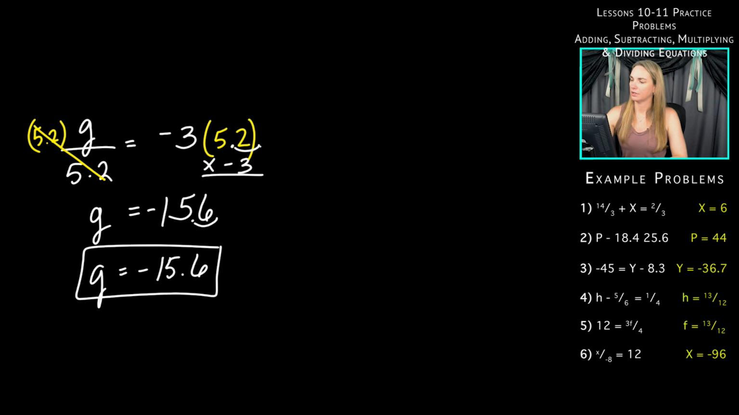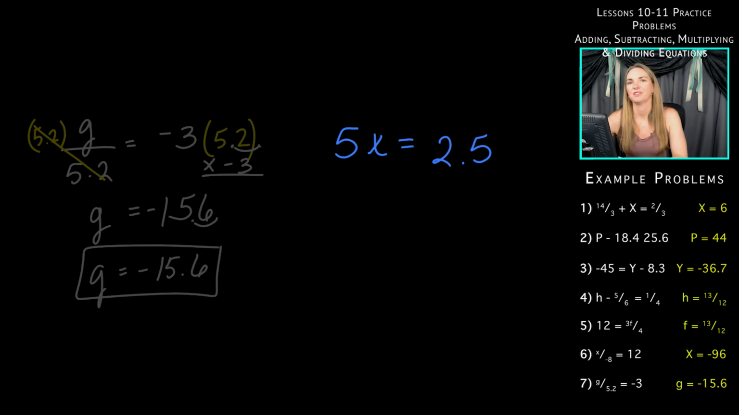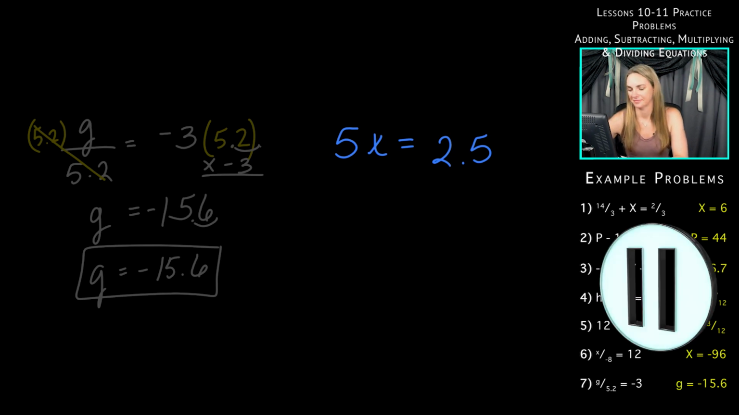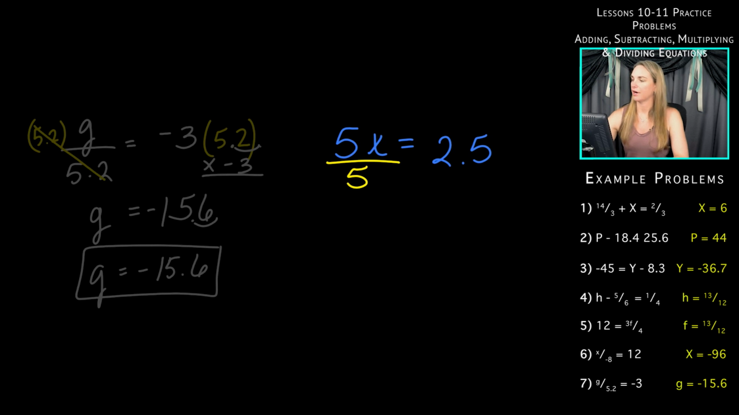Let's try one more. And this one also has decimals, so don't let those trick you up. Go ahead and pause the video and solve this one by yourself. All right, let's go ahead and try it together. So we have 5x equals 2.5. So I'm multiplying by 5 on this left side. If I want to get the x by itself, I'm going to have to divide by 5. And whatever I do to one side, I have to do to the other. So 5 divided by 5 is 1. So 1x is just x.